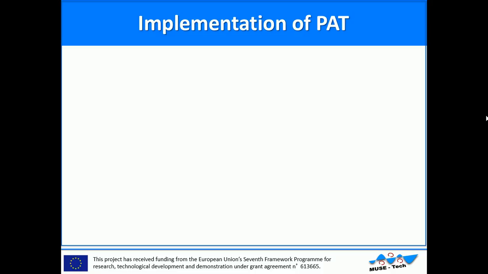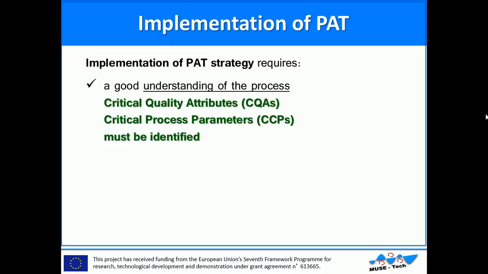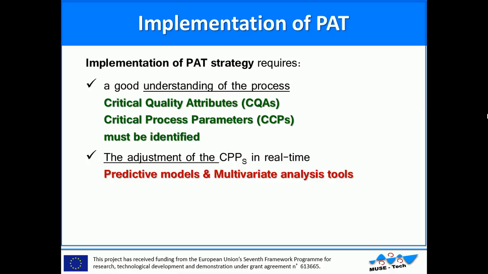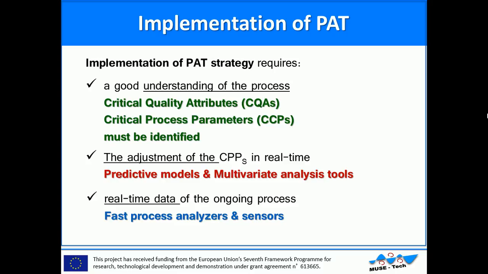So what do we need to implement a PAT strategy in the food industry? First of all, we need a good understanding of our process. That is, we need to know the critical quality attributes and the critical process parameters. Then we need to adjust the CPP levels in real time. That means we need multivariate analysis tools to model our process and to predict the quality attributes of the final product while raw materials are still in process. And finally, we need to gather data of the ongoing process in real time. So we need fast process analyzers and sensors.